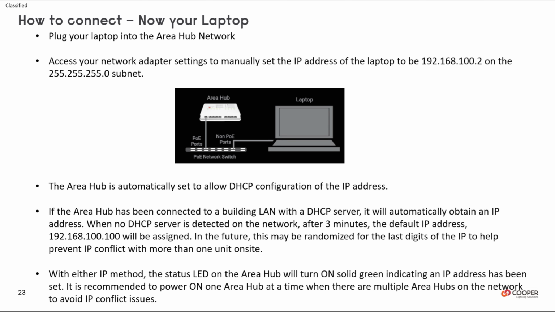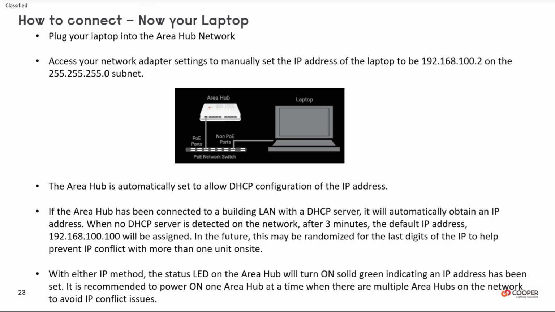Access your network adapter settings and make sure the IP address of your laptop Ethernet port matches that of the WAC and the Area Hub. The Area Hub is automatically set to DHCP configuration, so if you have a DHCP server set up, this step will not be necessary. It will automatically obtain an IP address if it has not seen the DHCP server within 3 minutes. The default IP address for the initial units will be 192.168.100.100. In the future, it will be randomized based upon the last digits of the MAC address. With either IP method, the status LED on the Area Hub will turn solid green, indicating an IP address has been set.